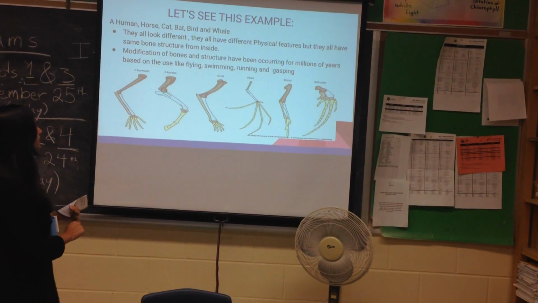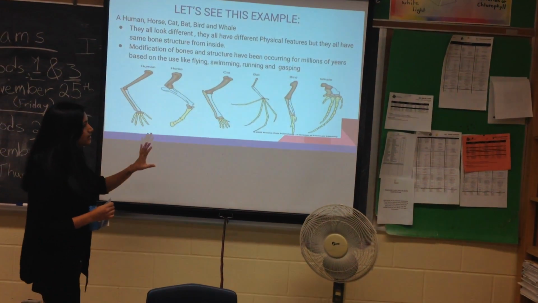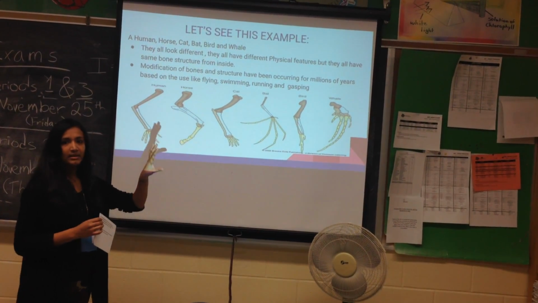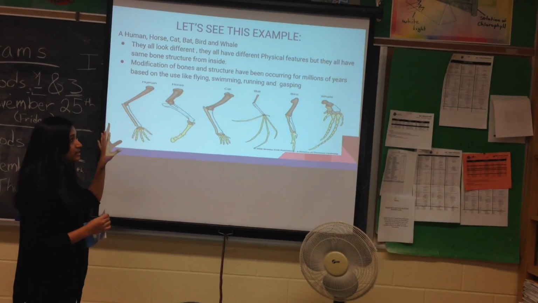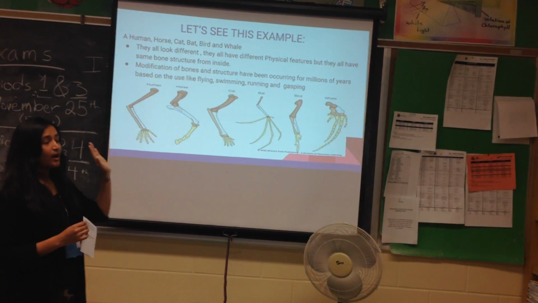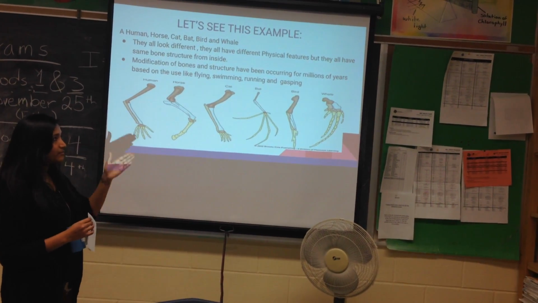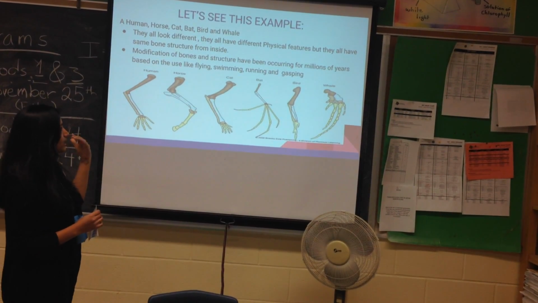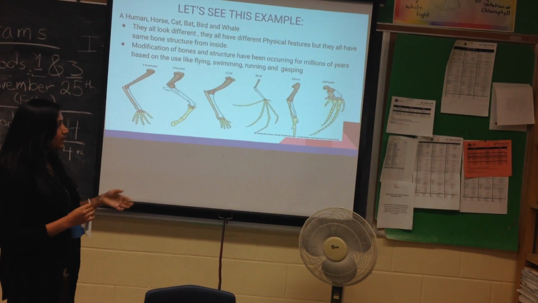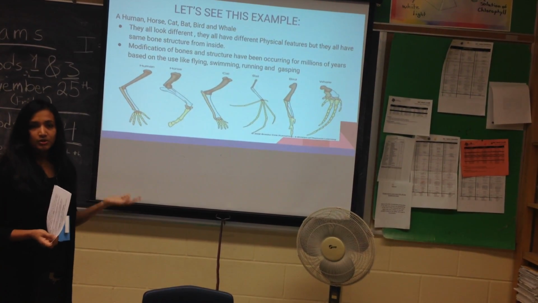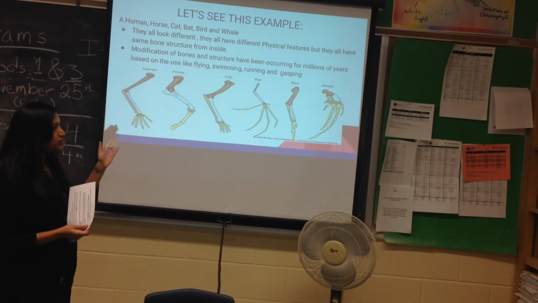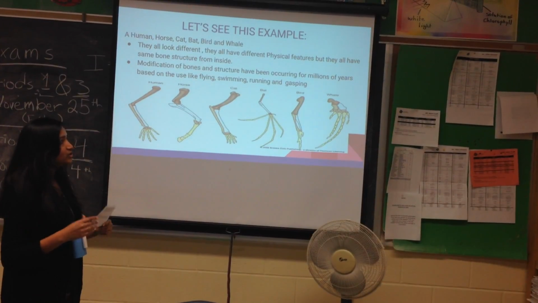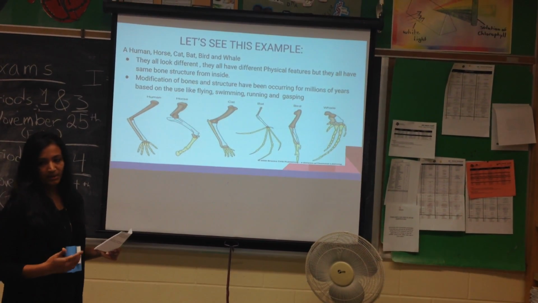So let's see the example. You see a bone structure here for a human, horse, cat, bat, bird, and a whale. They all have the same bone structure, but they use it in different ways. How they use it makes them different, even with the same structure: they can fly, they can swim, they can run, and they can also grasp. So it just depends on how the bones are used. By generations and evolution, they change their bone structures as well.